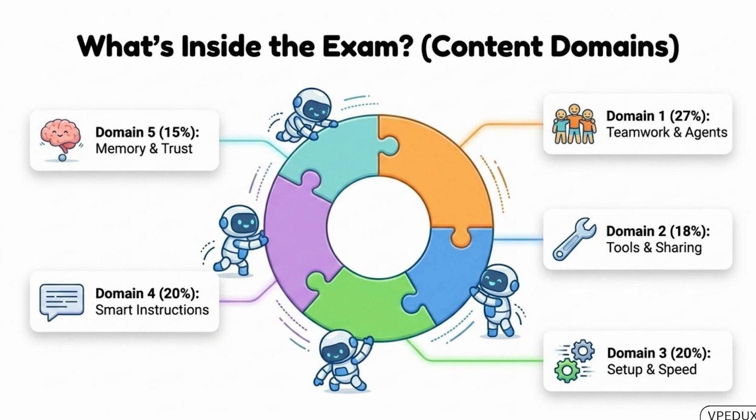Domain 4 is prompt engineering and structured output, also 20%, which involves writing good prompts and ensuring focused and organized outputs. Domain 5 is context management and reliability, carrying 15%, which focuses on helping AI remember things correctly and work reliably. Together, these domains make up 100% of the exam.